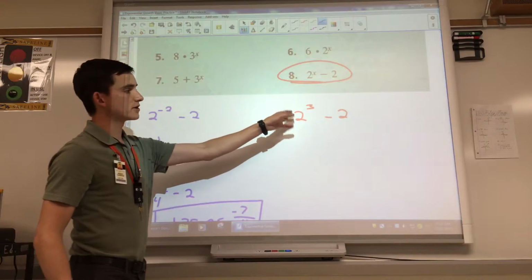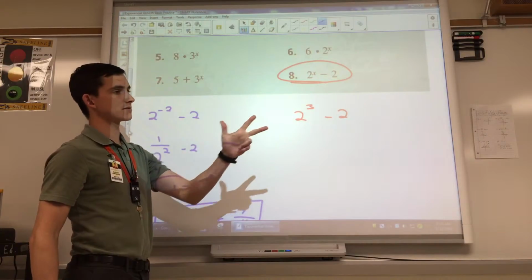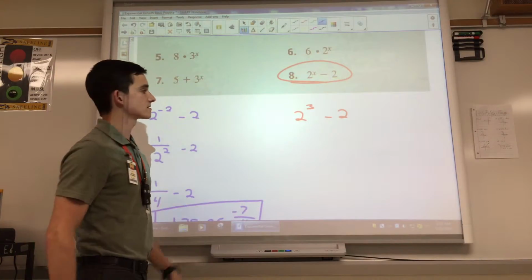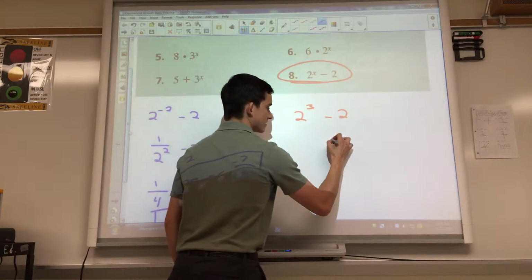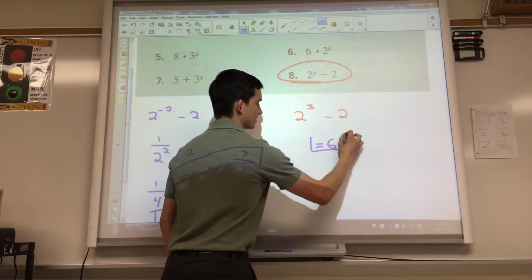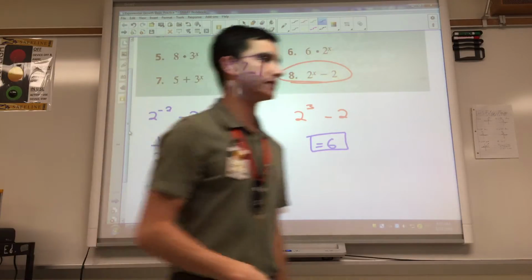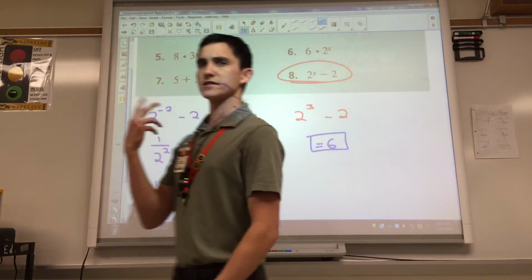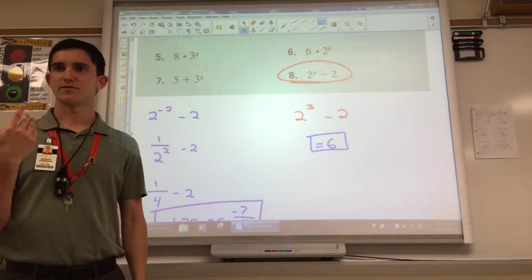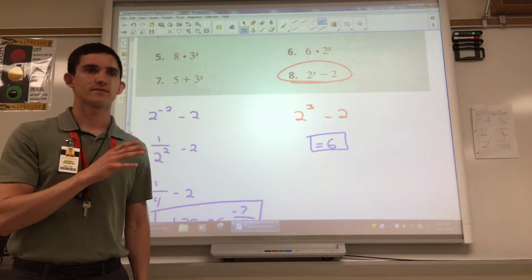When x is 3, you have 2 to the 3rd, which is just 2 times 2 times 2, which is 8, and then minus 2. So 8 minus 2 is going to be 6. And that's that first section. It really is that simple. Okay. Any questions on the first section, guys? You understand what we're trying to do there?